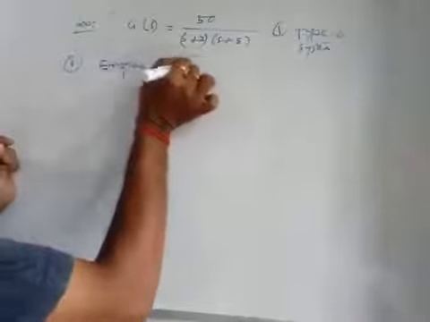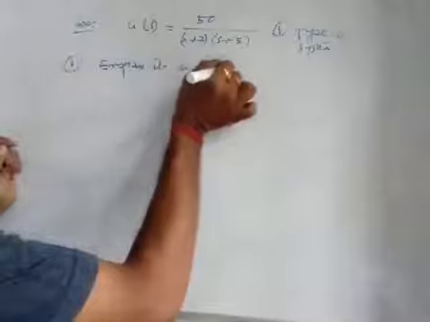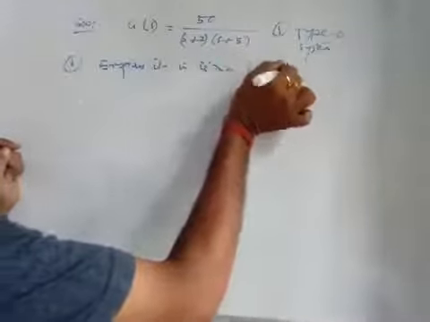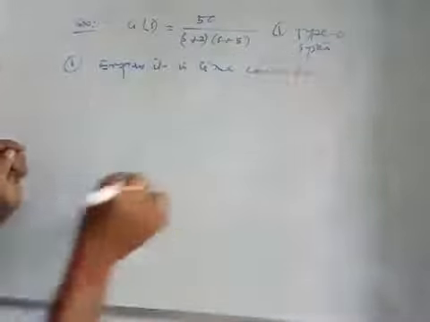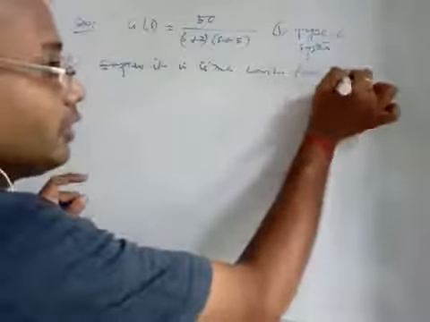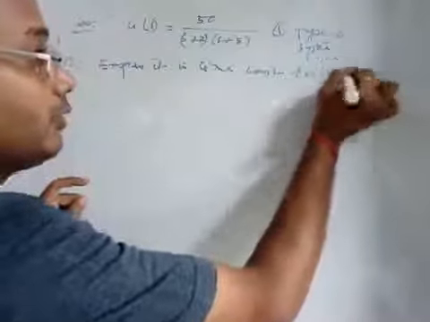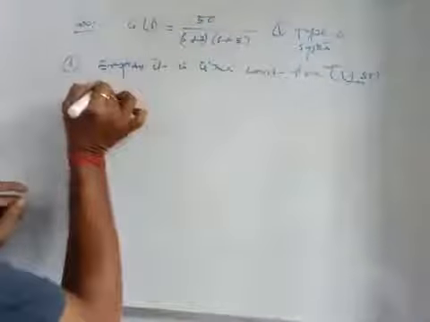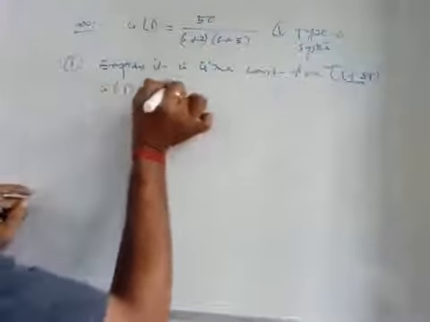Express it in time constant form. So how will the time constant form be obtained? Time constant form means the 1 plus sT form, right? So we will just rewrite this transfer function G(s) equal to 50.